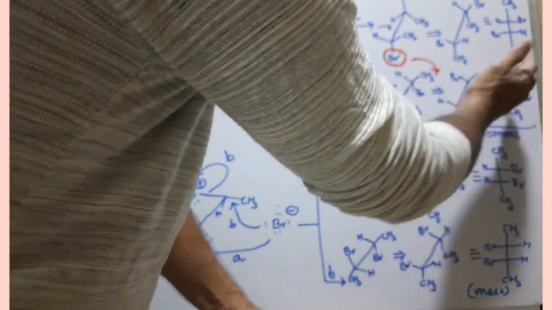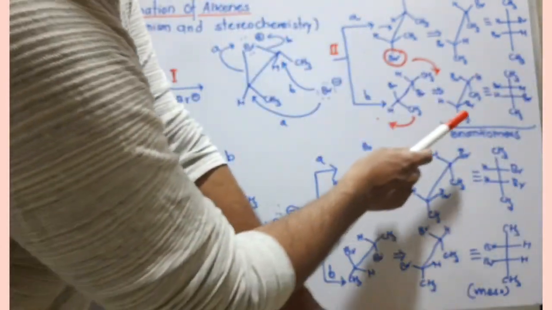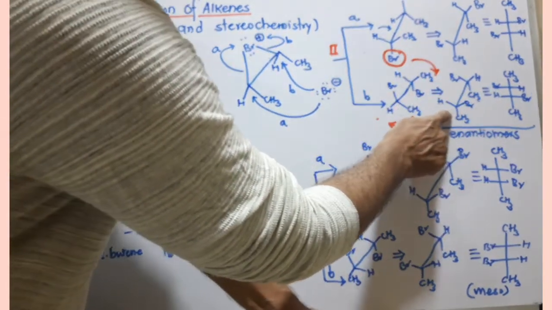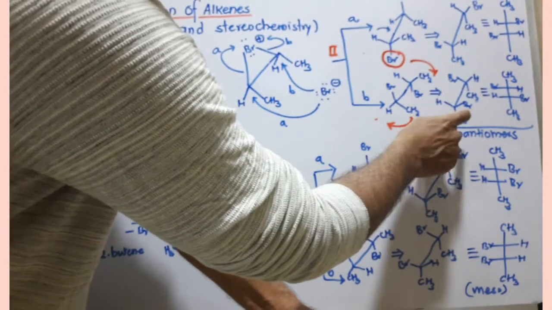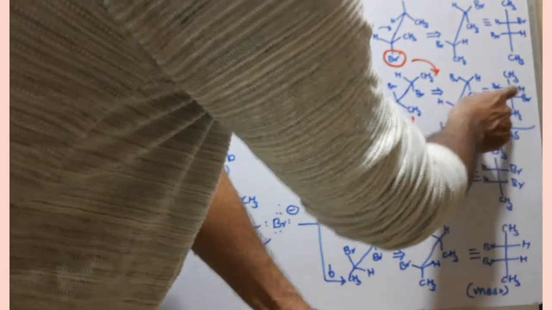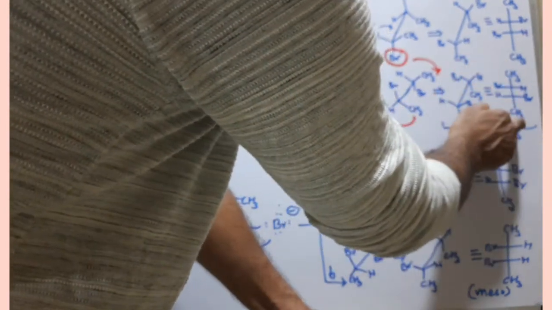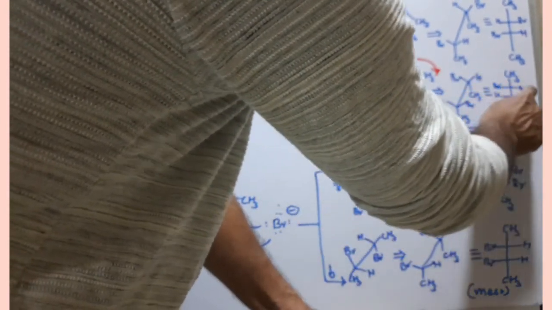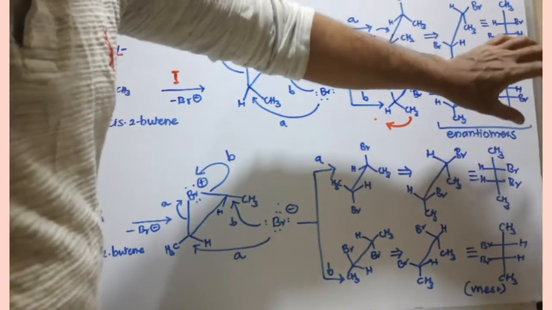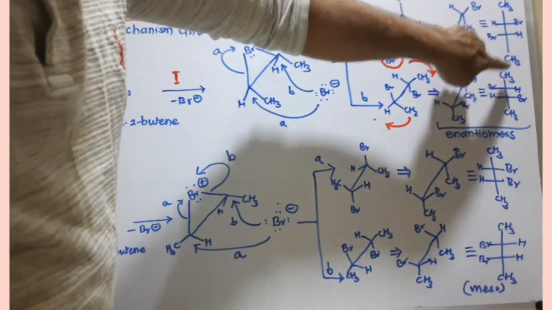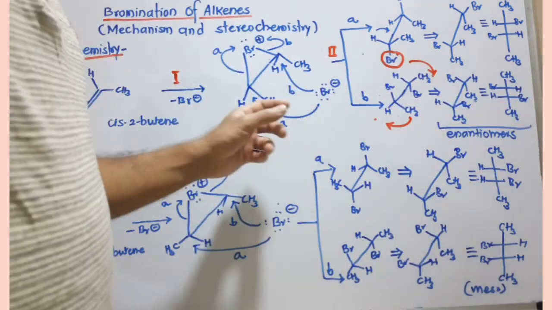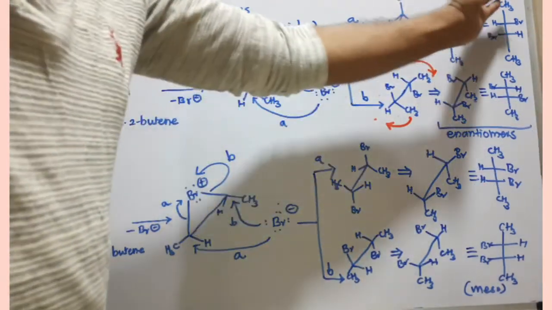Now we can convert this into Fischer projection formula, and for that purpose I need eclipsed conformation. So with CH3, all bonds are coinciding, and the longest chain of carbon must lie on the vertical line. So this is on the vertical line, so I joined CH3 at terminal carbons and Br here, H here. Again one more enantiomer I got here. So actually these two are mirror images of each other, which are non-superimposable. So actually by considering A and B attack, we get enantiomers.